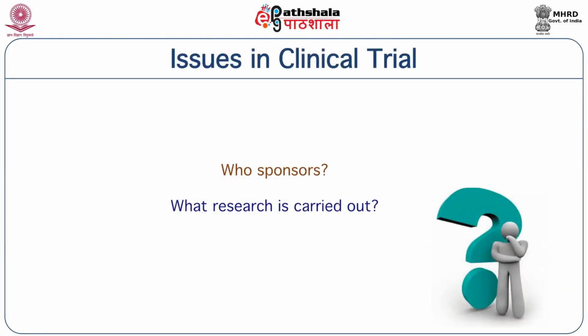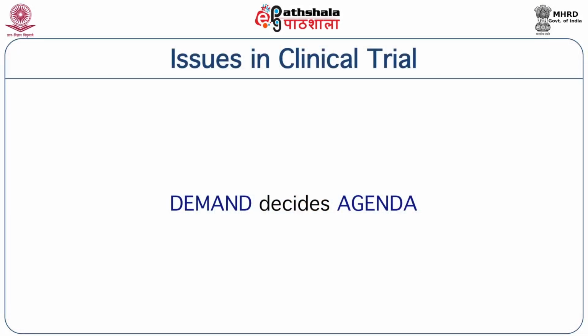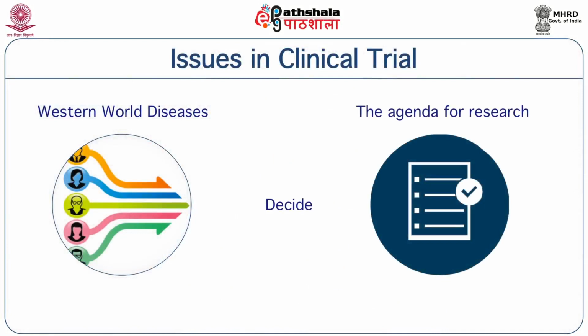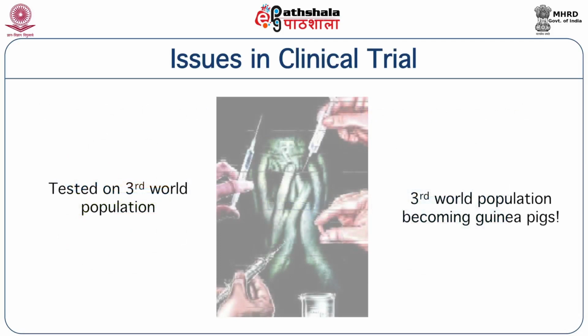So when you look at the sponsors, the pharmaceutical companies, because they are investing a large amount of capital, they want the returns to be very, very secure. Therefore, most research agendas are decided according to the demand generated in different parts of the world. One of the major issues raised in clinical trials is that lifestyle diseases and diseases of the Western world constitute the research agenda, while it is tested on the population in third world countries, and therefore the third world population is becoming more like guinea pigs. A lot of this testing is being done here.